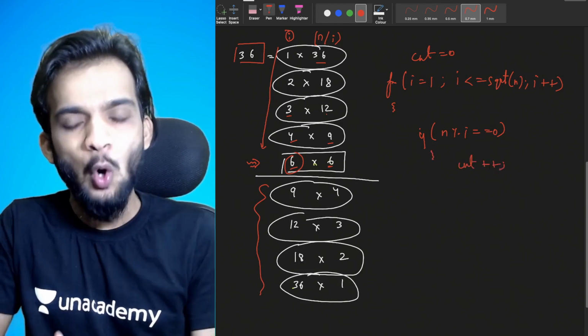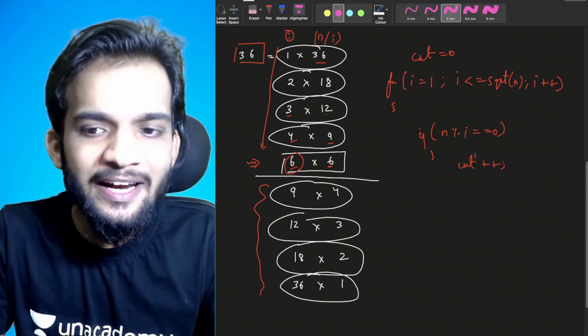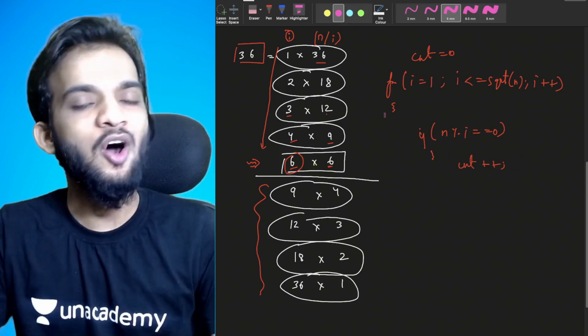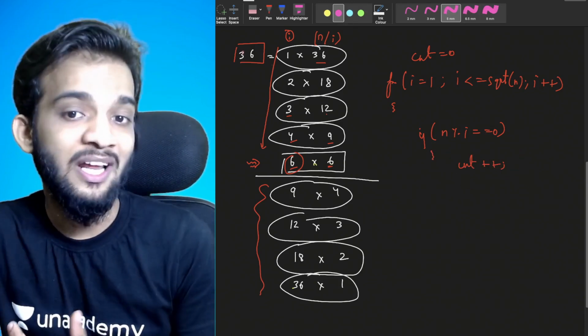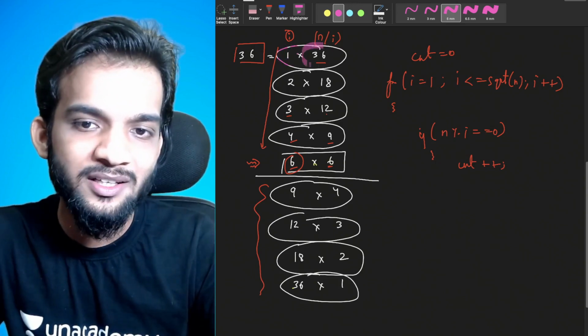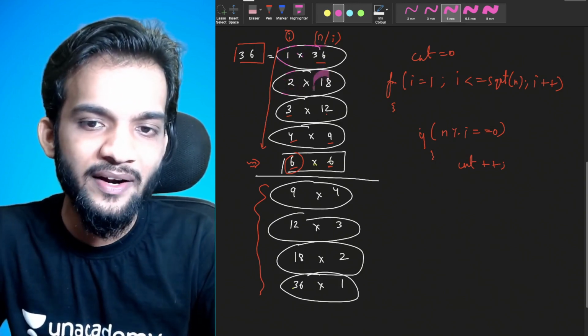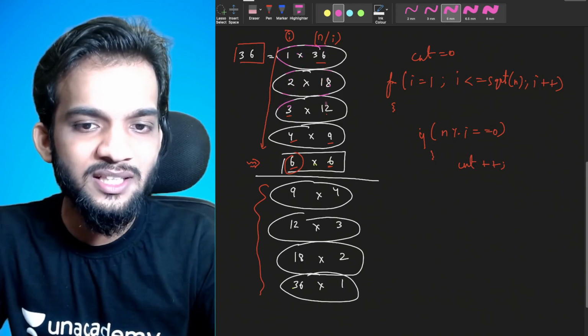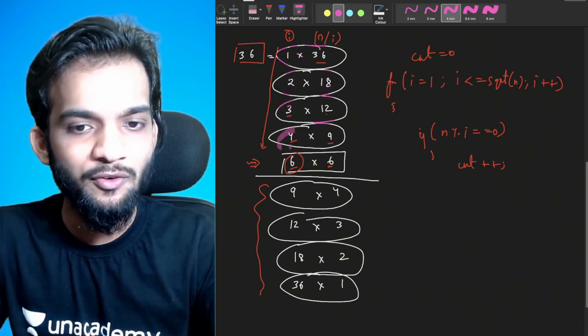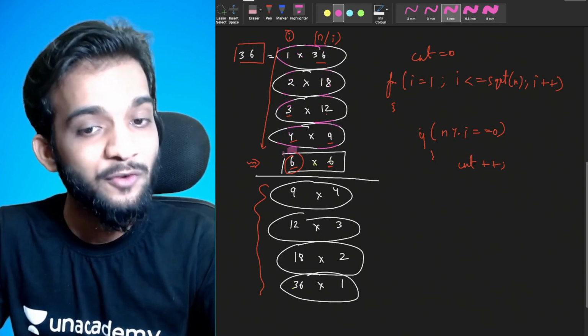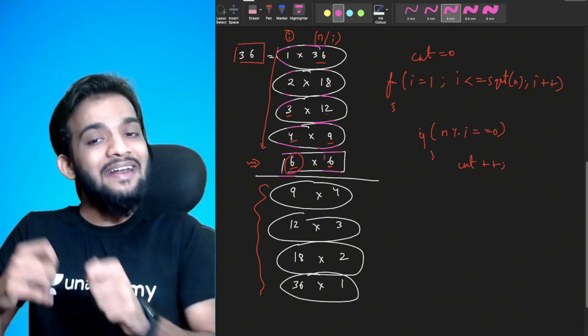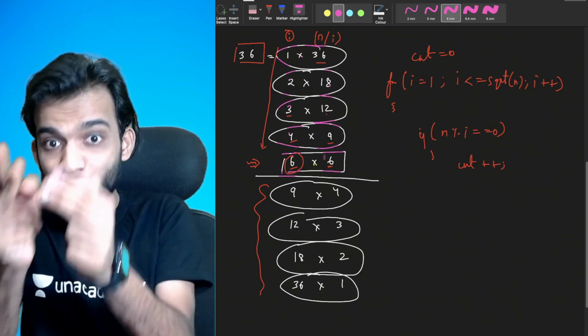Now my question to all of you is, shall I do a counter plus plus or a counter plus 2? Because for 1 there is another factor 36. For 2 there is another factor 18. For 3 there is another factor. For 4 there is another factor. But for 6 there is not another factor. This is what you should observe.